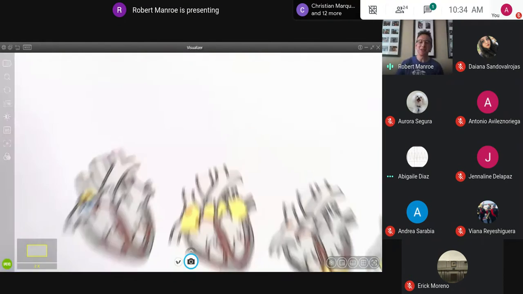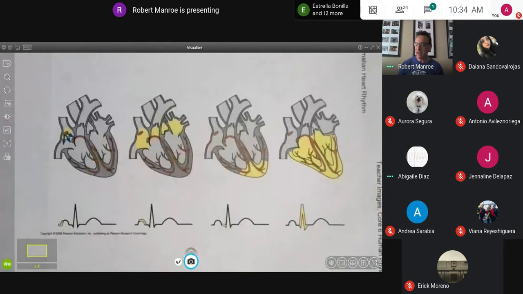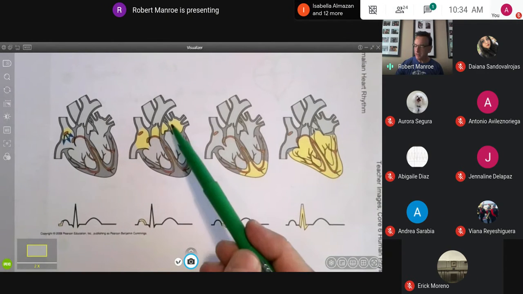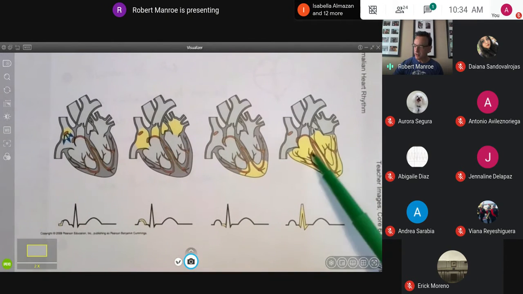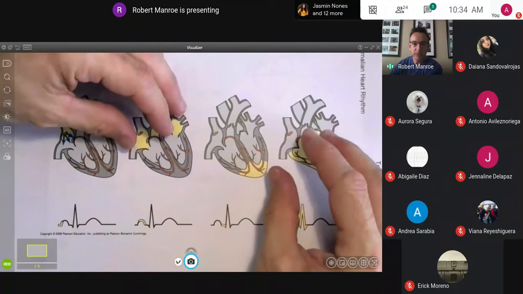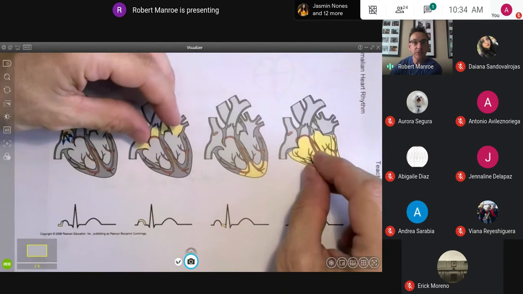I shouldn't let the camera show you. This is where we're headed. So here's the SA node. Here's the AV node. Here's the bundle of His. Here's the Purkinje fibers. And so here's the contraction of your atria. Here's the contraction of your ventricles. And this is what makes your heartbeat go boom, boom, boom.